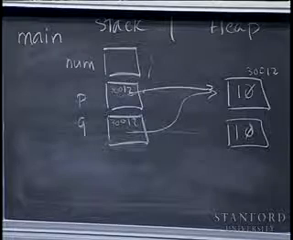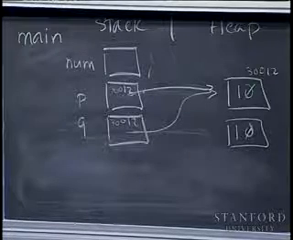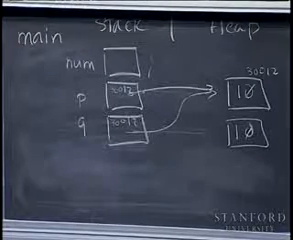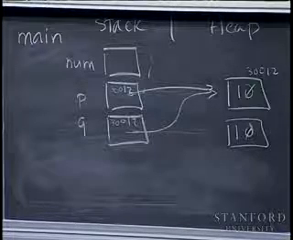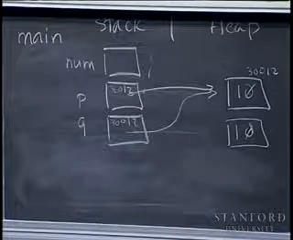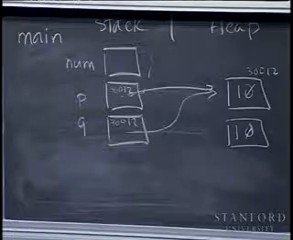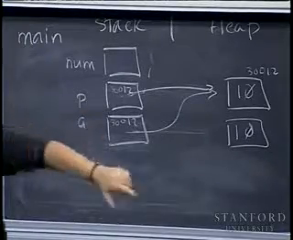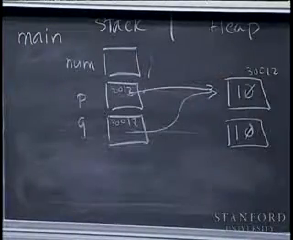And so changing star p or changing star q, both of them are sharing, or aliasing. There's only one integer that we now have two different ways of getting to, via these two different pointers.